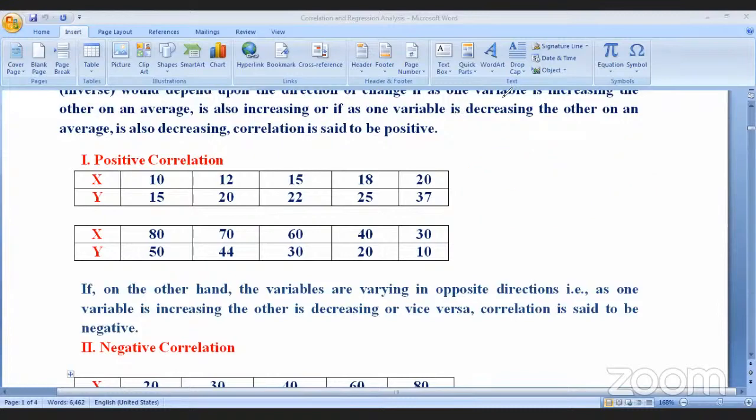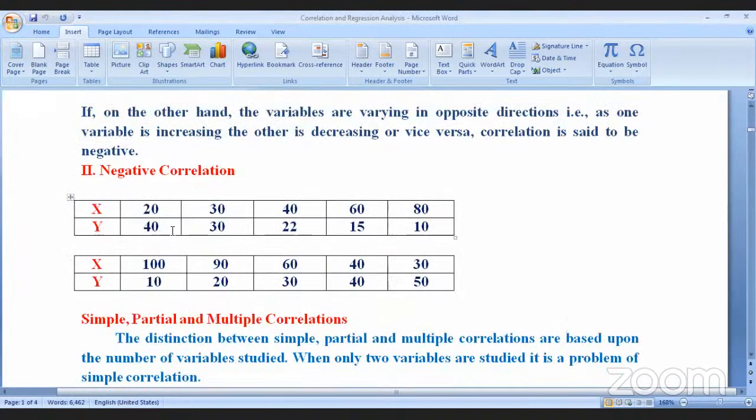So here, you see, 20, 30, 40, 60, 80 are increasing, but 40, 30, 22, 15, 10 are decreasing. The x variable 20, 30, 40, 60, 80 is on the positive side, then from this side the y variable is 40, 30, 22, 15, 10. So this is the opposite direction. This type of data is called negative correlation.